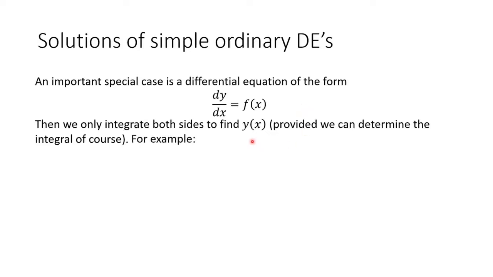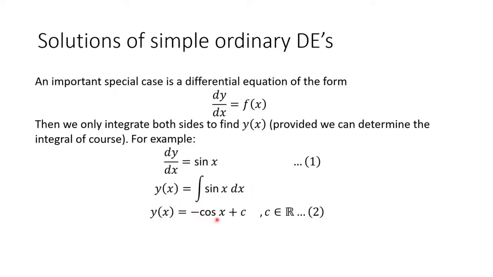Now, for an example of this, look at something like this. Suppose you're given dy/dx equals the sine of x. Then this method entails simply calculating the integral on both sides. So you get this, and this is then minus cosine of x plus c, where c can be any real number. So you can't identify what c is.